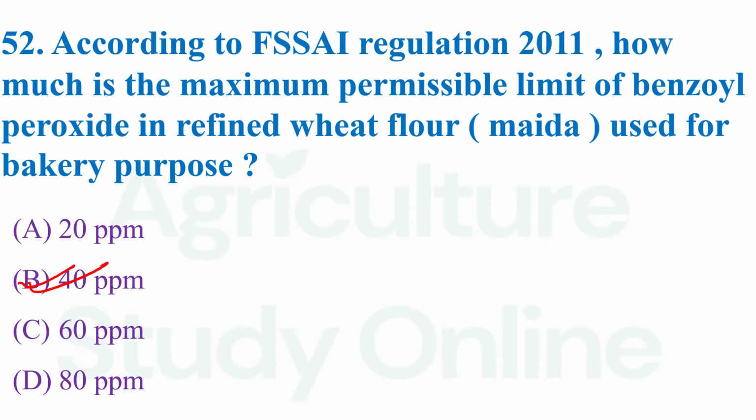This benzoyl peroxide improves the whiteness of the flour, and it even enhances the appearance of the bakery product. It decomposes into benzoic acid, leaving only minimal residues. So the correct option is 40 ppm.